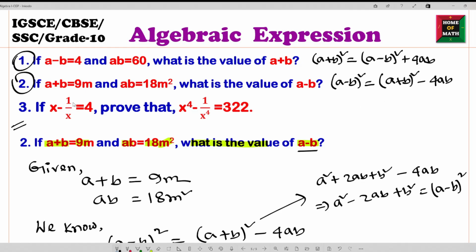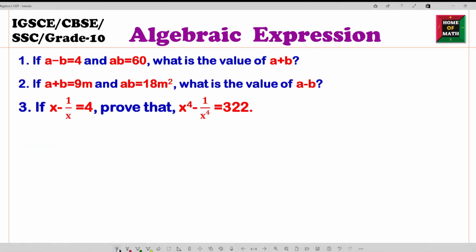Okay, now our last math, number 3, we are starting. Number 1 and 2 done. Number 3, if x minus 1 by x equals 4, prove that x to the power 4 plus 1 by x to the power 4 equals 322. So here first given x minus 1 by x equals 4, right?